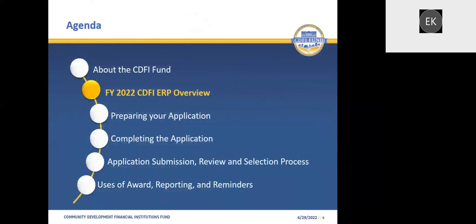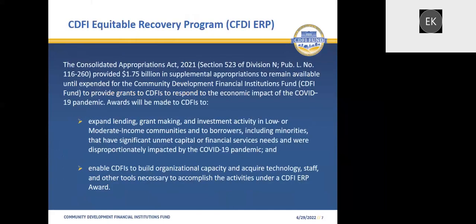Now we'll move on to our second agenda item, which is the FY 2022 CDFI ERP overview. The Consolidated Appropriations Act 2021, Section 523 of Division N, Public Law Number 116-260, provided $1.75 billion in supplemental appropriations to remain available until expended for the Community Development Financial Institutions Fund to provide grants to CDFIs to respond to the economic impact of the COVID-19 pandemic.